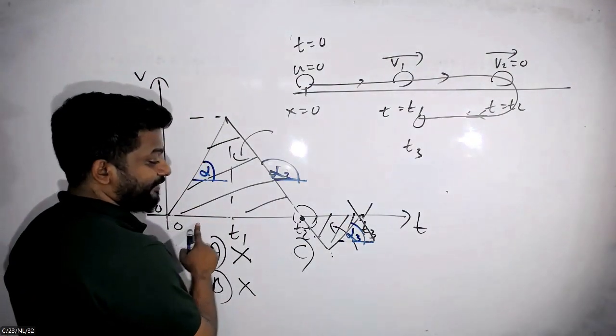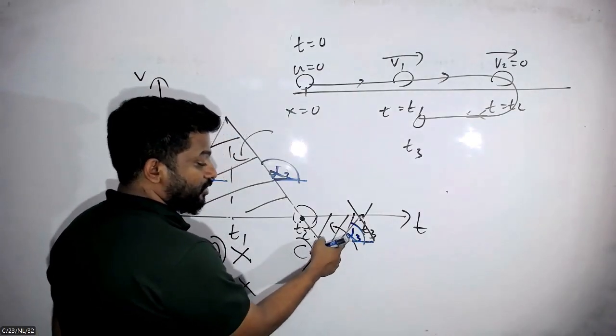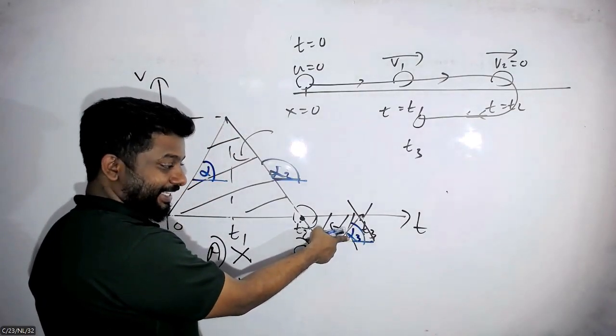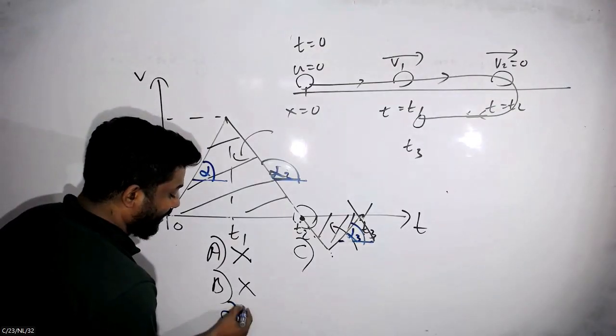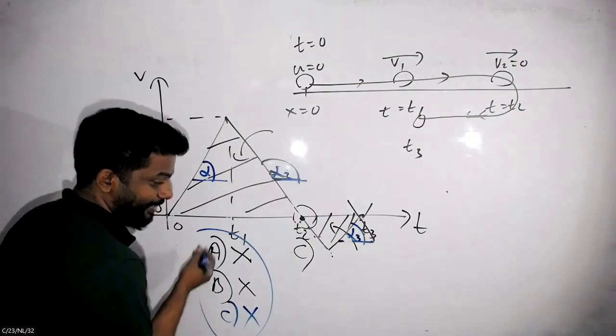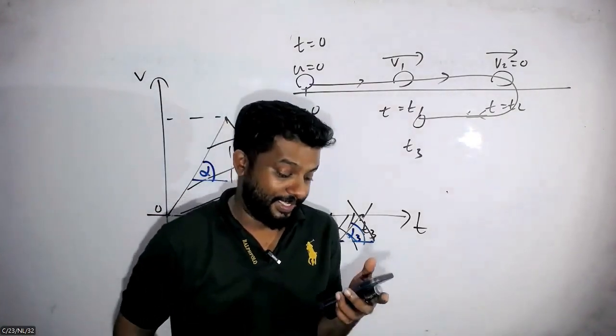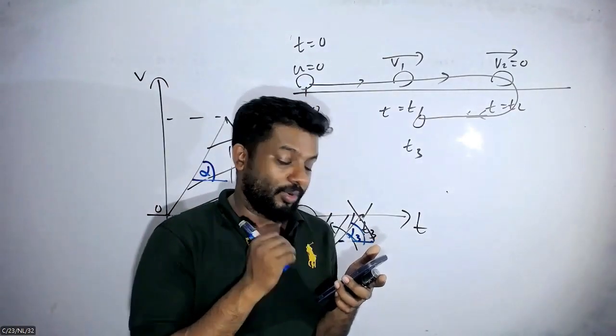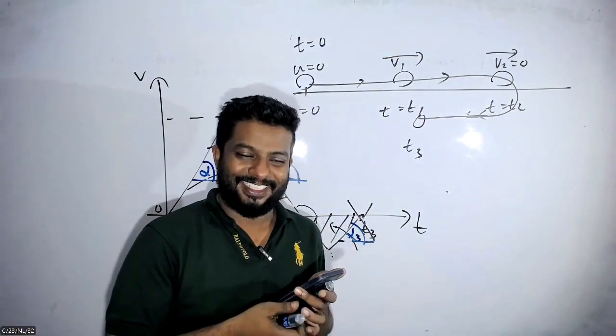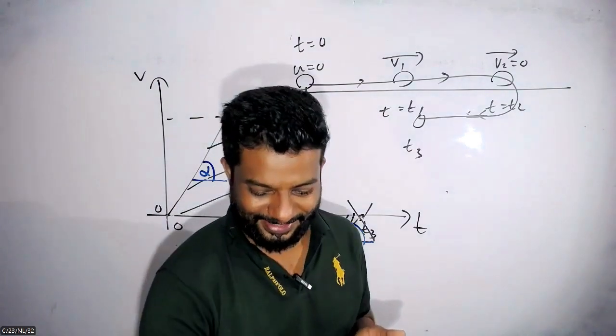So not only here, but from here to here also, this object should accelerate. Therefore, C statement is incorrect. All are wrong. There is no answer in this question. All the statements are wrong, right? Let's see the next question.